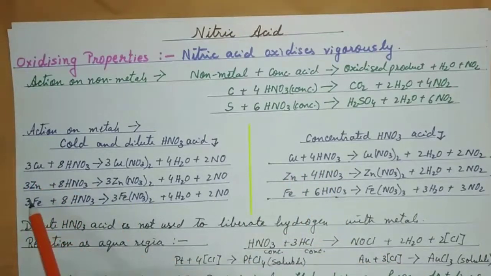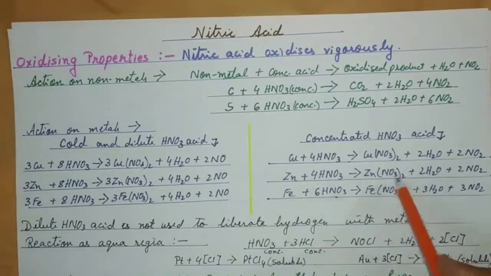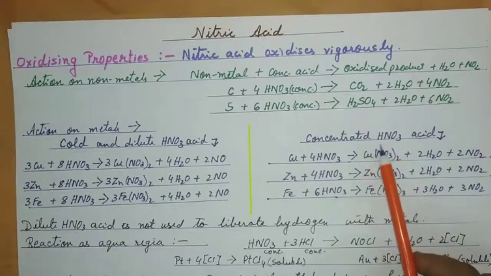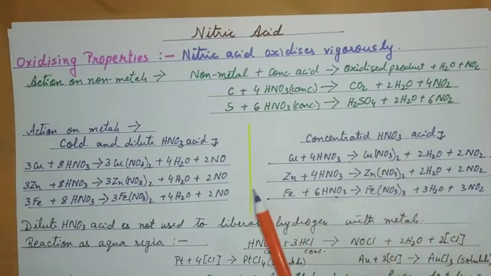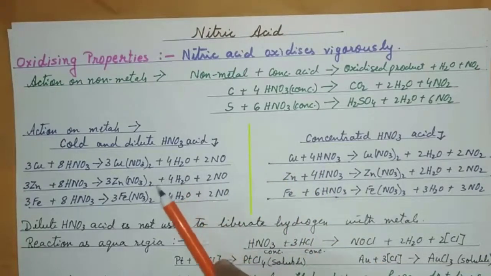You can try out with zinc also, giving you zinc nitrate, water and nitric oxide. Whereas with concentrated nitric acid you get zinc nitrate, water, nitrogen dioxide. Similarly with iron, giving you ferrous nitrate, water and nitric oxide. But with concentrated nitric acid it gives you ferric nitrate, water and nitrogen dioxide, just because concentrated nitric acid has got a greater oxidizing property as compared to the dilute nitric acid.